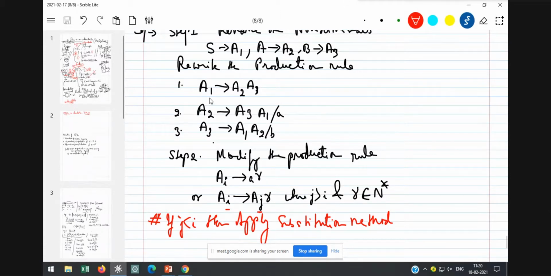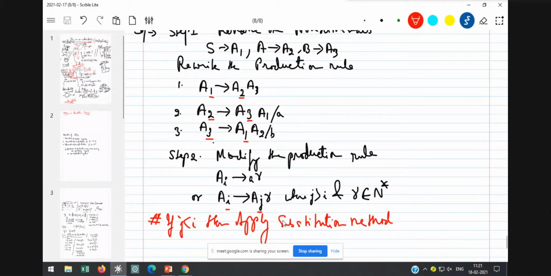See here, this is 1, this is 2, this is 2, this is 3, this is 3, this is 1. Okay. Now, as per step number 2, we need to modify the production rules in this manner. Production rule number 1 and 2 are supporting this step number 2 format, but production rule number 3 is violating this one. If it is violating like that, then we have to apply substitution method.